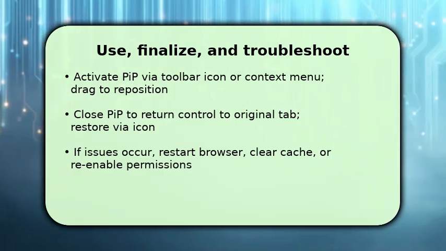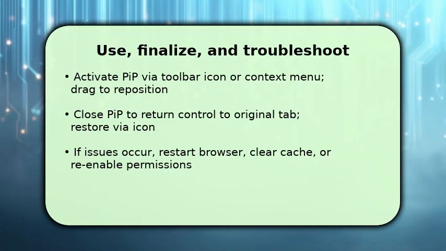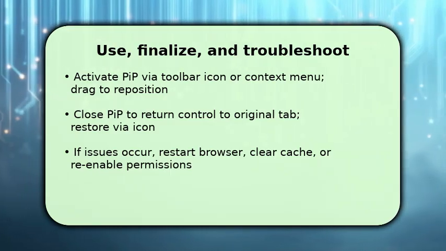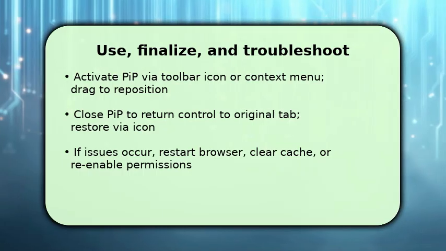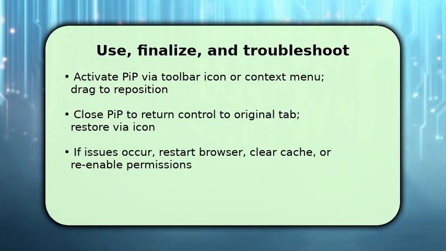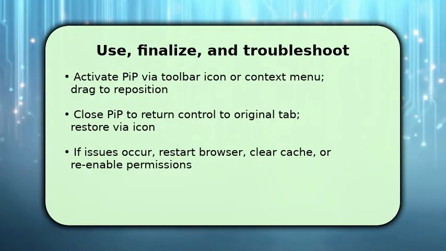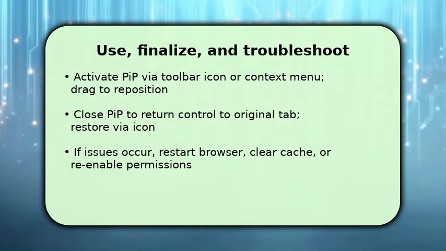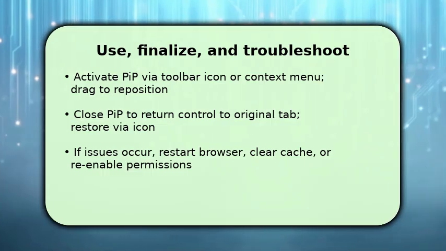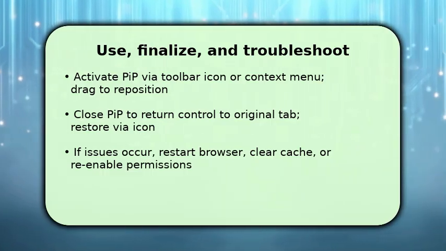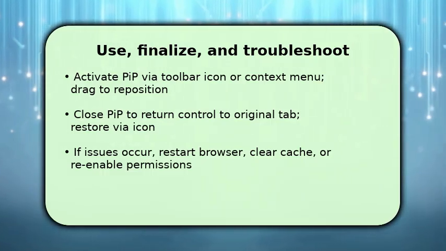Make sure to close PiP when finished to free resources and reopen using the extension icon to restore playback. If the extension stops working, restart the browser, clear the cache, or check permissions for tab access. Re-enable or reinstall the extension if permissions were reset. This single troubleshooting tip fixes most problems quickly.